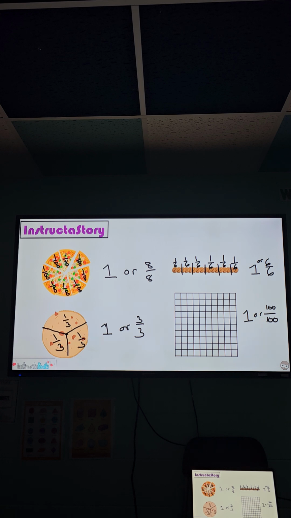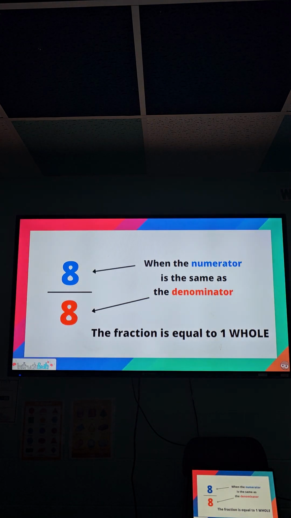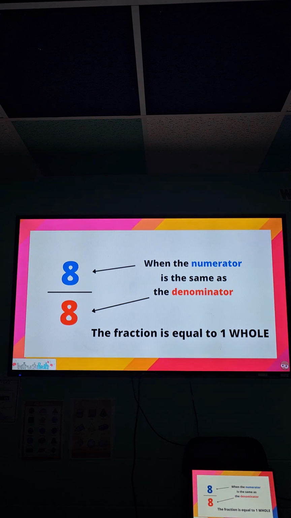What do you recognize about all the fractions that we said were equal to one whole? Hopefully you're seeing a pattern right here, which leads us to our first pattern we want to recognize. When the numerator is the same as the denominator, the fraction is equal to one whole. So if your one whole pizza is split into 8 equal pieces, you would need 8 of them to say you ate one whole pizza, right?